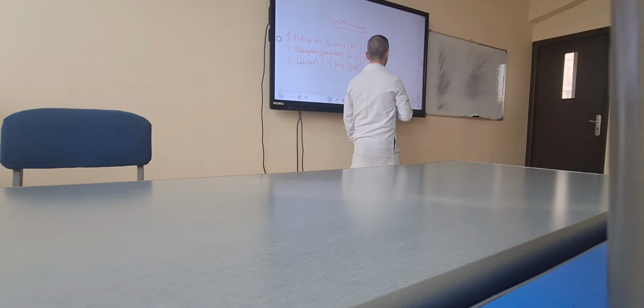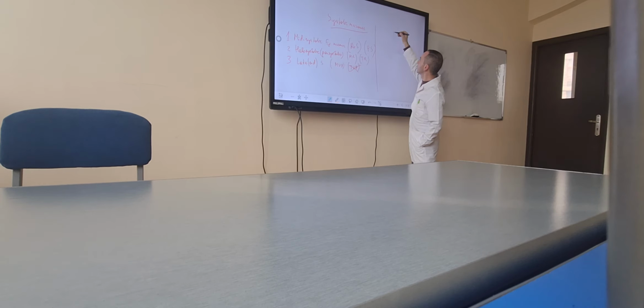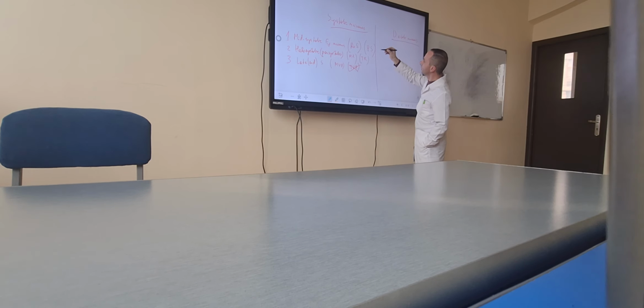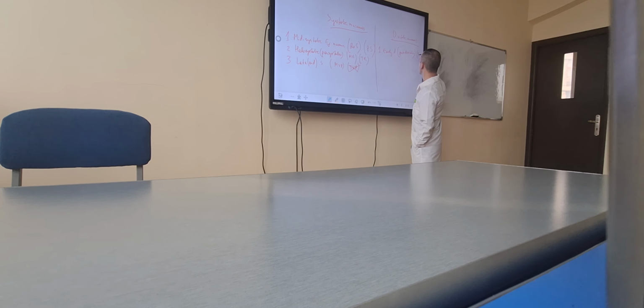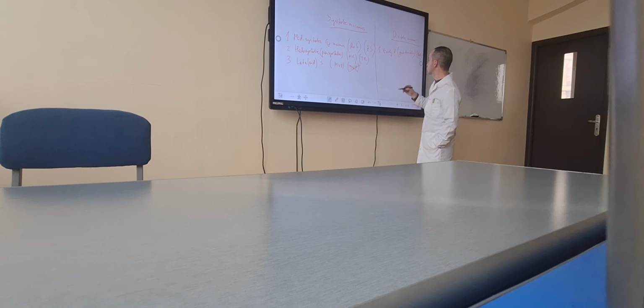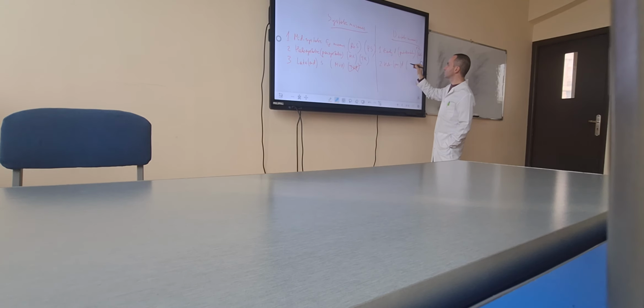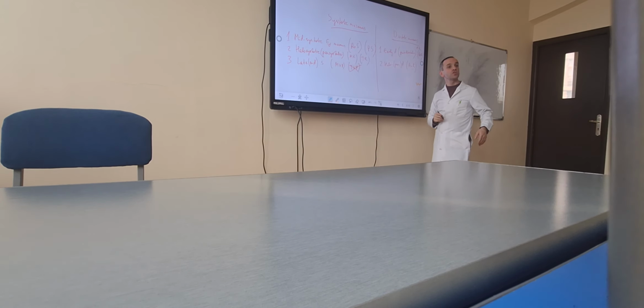These are classical systolic murmurs. Now diastolic murmurs. We have early diastolic or protodiastolic, typical for aortic regurgitation, and also for pulmonic regurgitation. Then holodiastolic or pandiastolic, typical for the same aortic regurgitation, which is more severe.